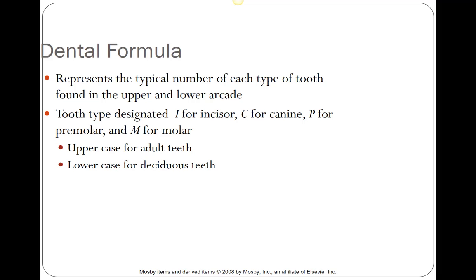premolars, canines, and incisors all have deciduous teeth. So we can have a lowercase i, lowercase c, and a lowercase p. However, molars are only permanent teeth, so a molar should only be capitalized. You'll never find a molar that's going to be a deciduous tooth.